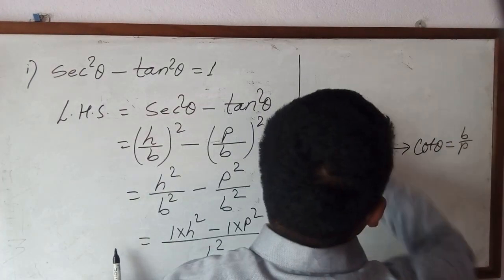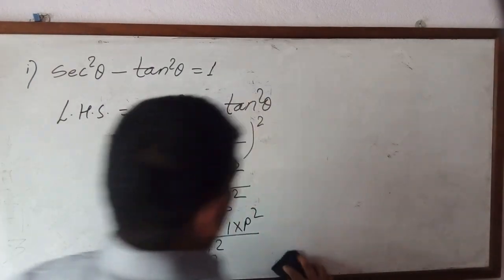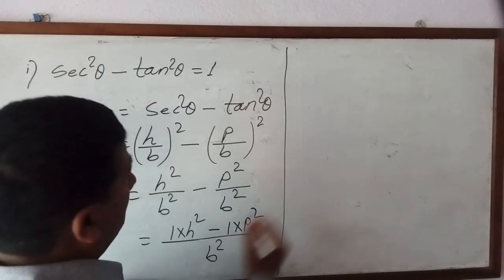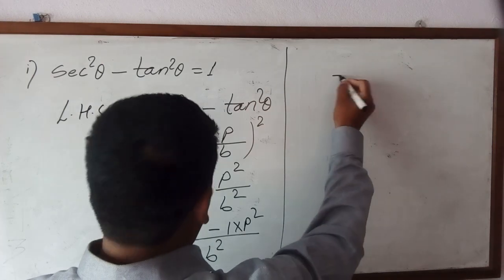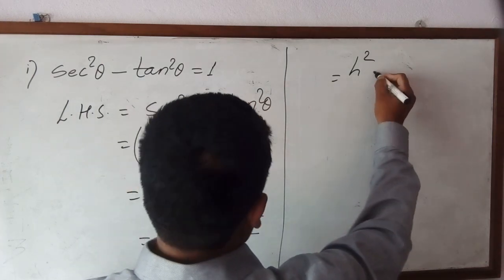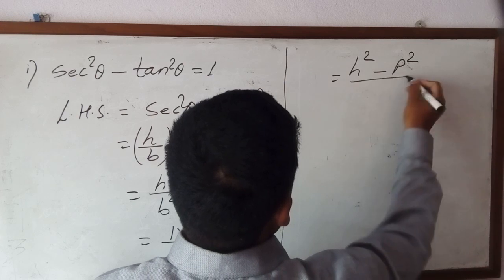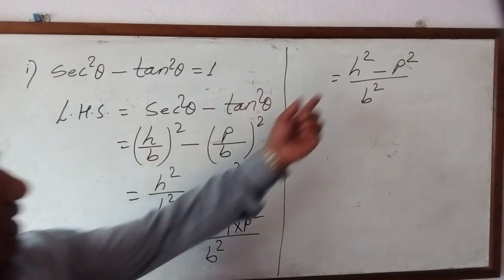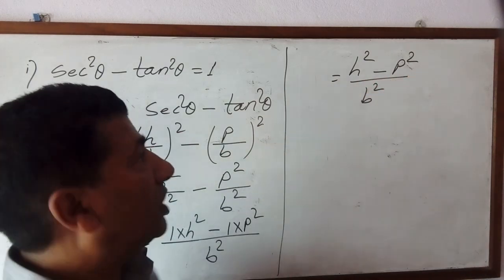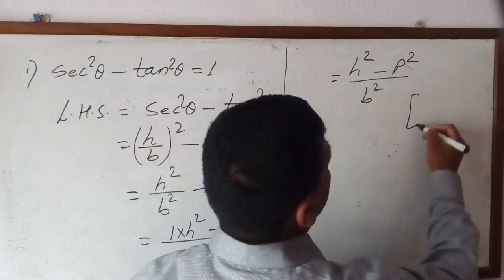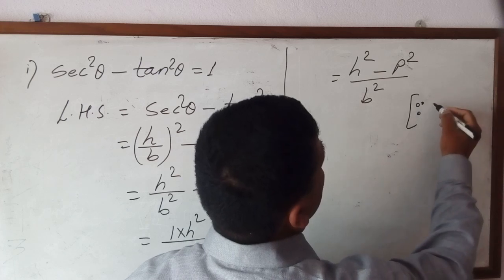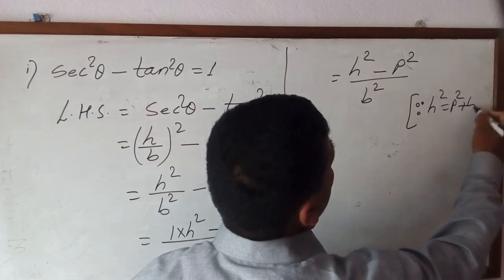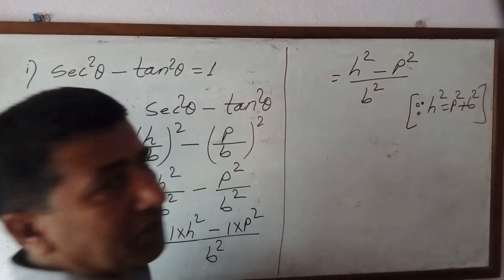Now this is the rule. So this is equal to h square minus p square by b square. Now use your Pythagoras relation: h square equals p square plus b square. That is the Pythagoras relation.